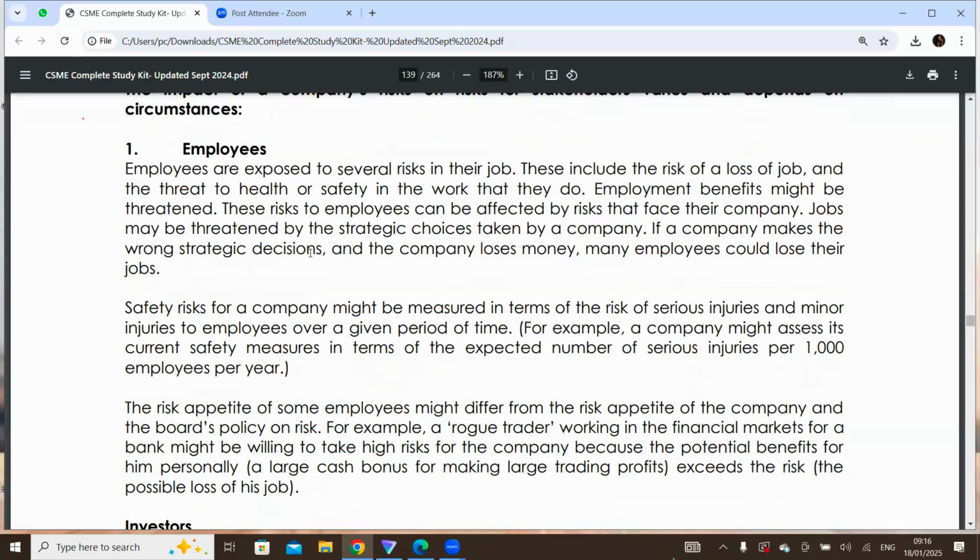Employees are exposed to several risks on their job. This includes the loss of the job, threats to the health and safety in the work that they do. Employee benefits might also be threatened. These risks to employees can be affected by the risks that the company face. Jobs might be threatened by strategic decisions taken by the company. If a company makes wrong strategic decision and the company loses money, many employees may lose their job.